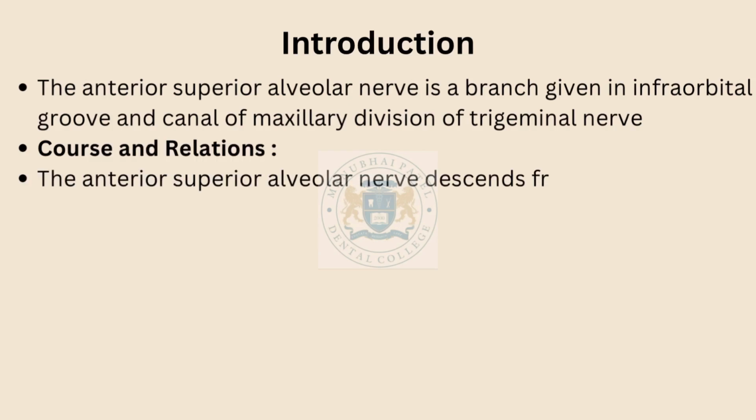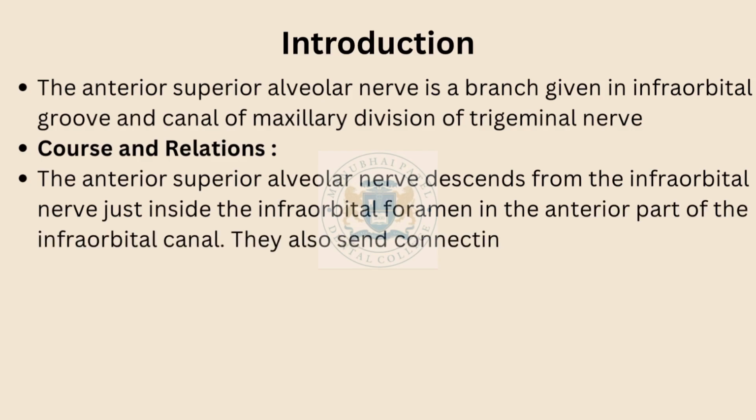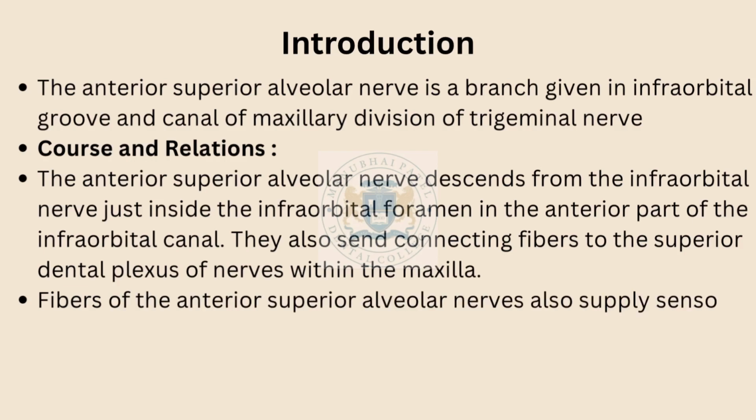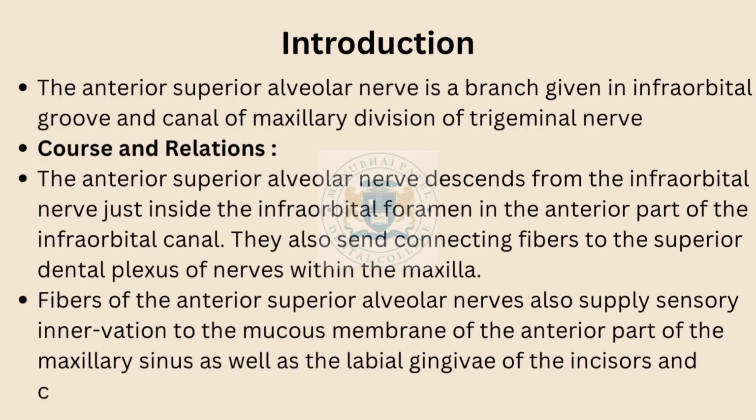The anterior superior alveolar nerve descends from the infraorbital nerve just inside the infraorbital foramen in the anterior part of the infraorbital canal. They also send connecting fibers to the superior dental plexus of nerves within the maxilla. Fibers of the anterior superior alveolar nerves also supply sensory innervation to the mucous membrane of the anterior part of the maxillary sinus as well as the labial gingivae of the incisors and cuspid teeth.